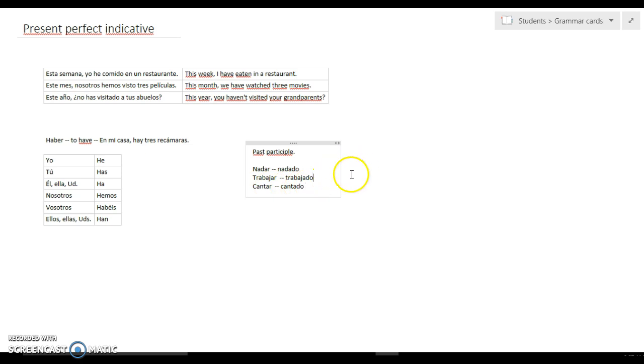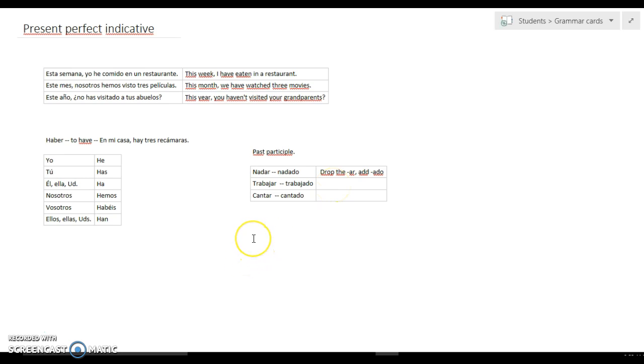Well, for AR verbs, oh, let's do this. Drop the AR, add ado. Okay, drop the AR, add ado. Simple. Okay, same thing here. Nadado, trabajado, cantado.